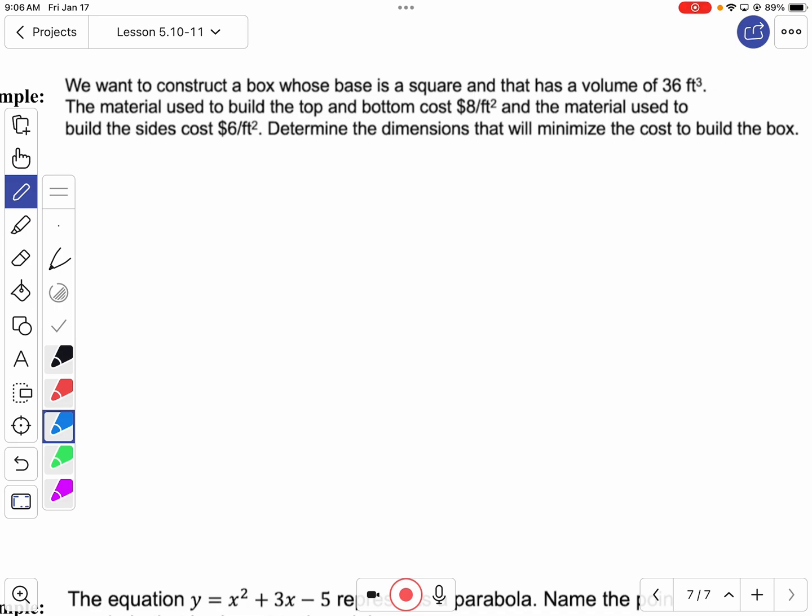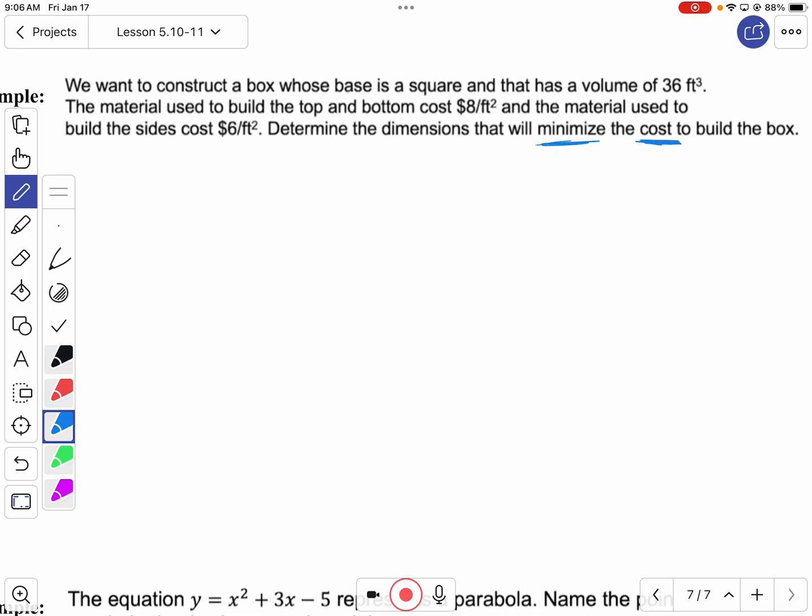Okay, so this time we want to construct a box whose base is a square and that has a volume of 36 cubic feet. The material used to build the top and bottom cost $8 per square foot, and the material used to build the sides cost $6 per square foot. We want to determine the dimensions that will minimize the cost.